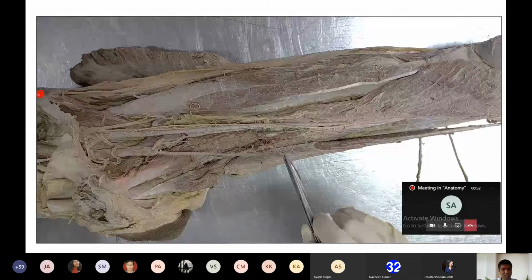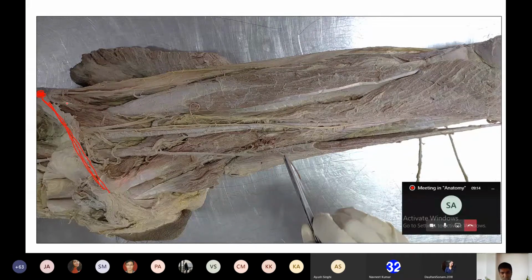This one is the ASIS, anterior superior iliac spine. Here you can see a white fold which is traveling medially. This one is the inguinal ligament. Below the inguinal ligament, you can see the femoral triangle. See, this area is the femoral triangle.